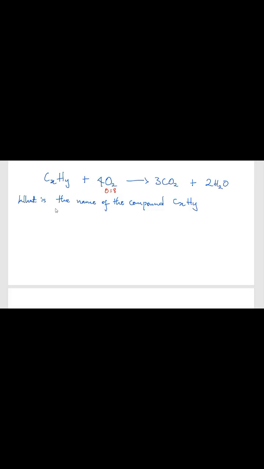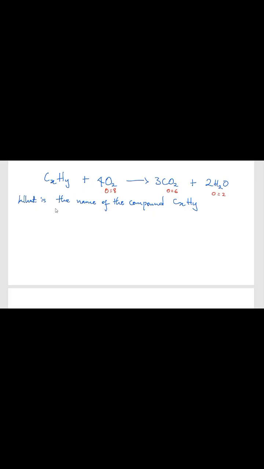3 times 2 is what? 6. So the oxygen in CO2 is a total of 6, while for H2O the total is what? 2, so this 2 here times the invisible 1, which is 2. So 6 plus 2 is what? 8. So we have 8 oxygen on the reactant side, which is your left, and 8 oxygen on the product side, which is your right.